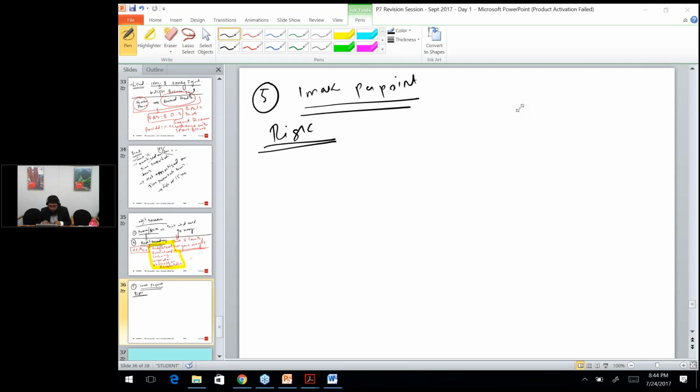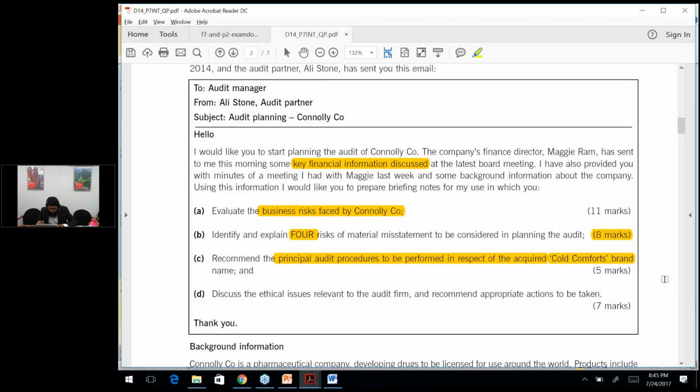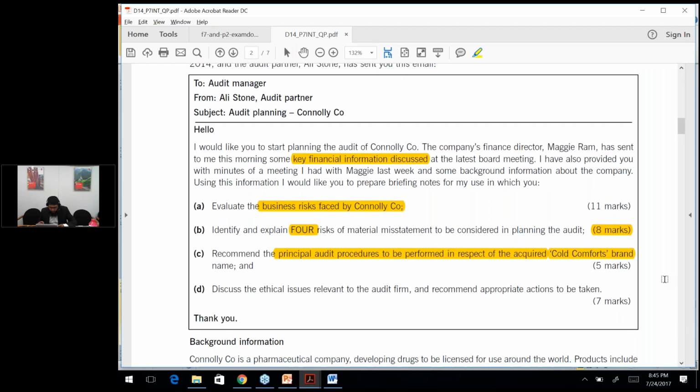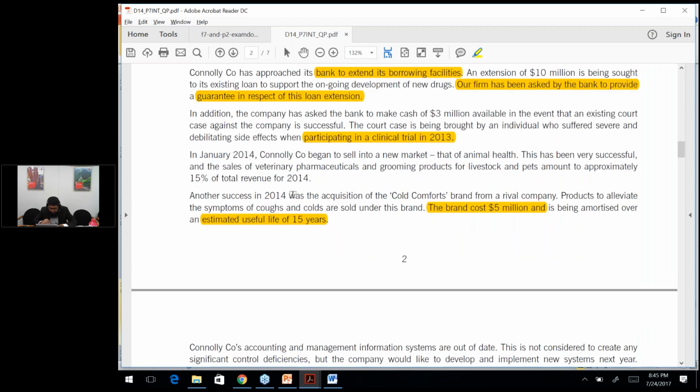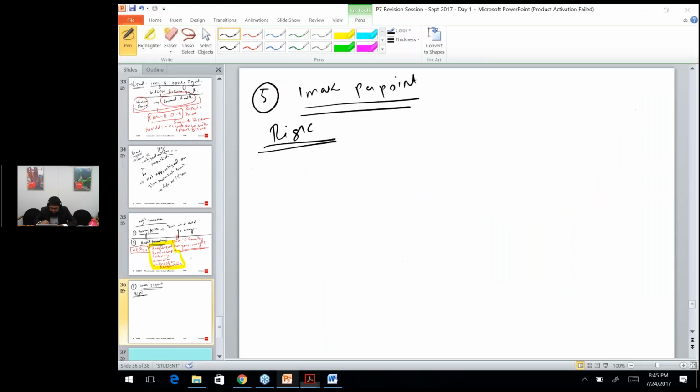Okay, now see, what are the risks? When we look at this Cold Comfort brand name, the risk pertaining to it is as follows. It says another success in 2014 was the acquisition of Cold Comfort's brand from a rival company. Products to alleviate the symptoms of coughs and cold are sold under this brand. The brand costs $5 million and is being amortized over an estimated life of 15 years.